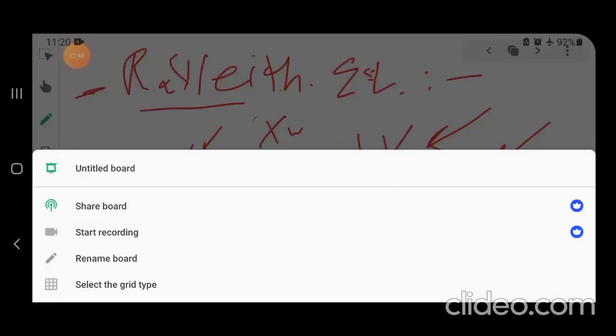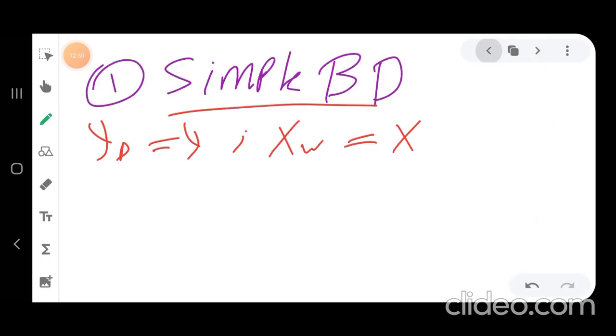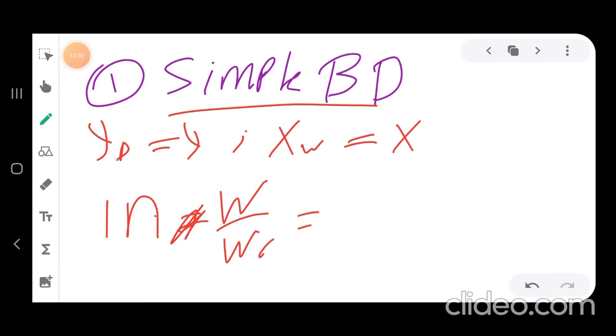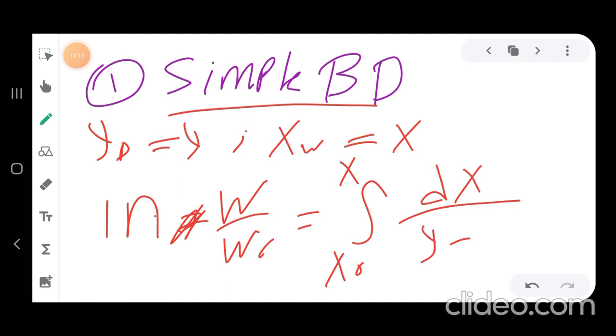So we are left with this equation. This equation is only valid for simple batch distillation, which is W over W naught equal to the integration from X naught, the initial composition in the liquid phase, up to X, the final composition in the liquid phase, dx over y minus x.